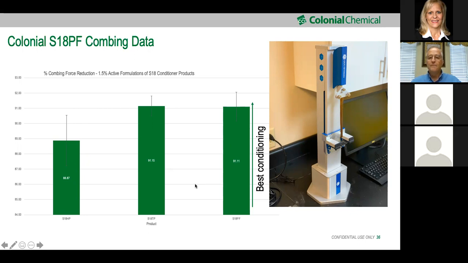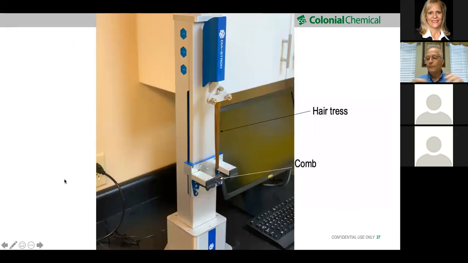So on the next slide, you see a close-up. For those of you that have not seen a Dia-Stron before, the tress would be mounted here. The comb would initially be somewhere here and then dragged through the tress. And in doing so, you would measure the combing force and then the reduction in combing force. So it's a very nice apparatus to objectively look at combing forces and to be predictive of what you might find when you go into a hair salon.